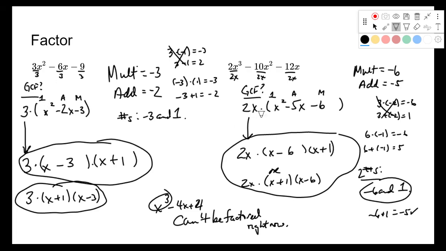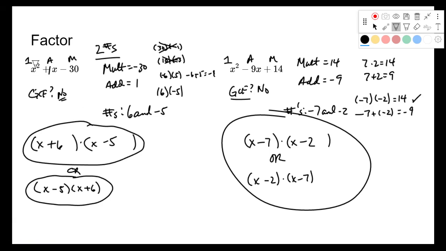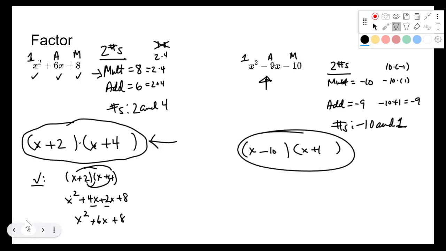If you look at all the examples that we did with the 1am method, it has x squared minus 2x minus 3, x squared minus 5x minus 6. If we go back, this is x squared plus x minus 30, x squared minus 9x plus 14, x squared plus 6x plus 8, x squared minus 9x minus 10. All of them work with an x squared. So that's how you factor a trinomial using the 1am method. There's a 1 in front of the x squared. The two numbers have to add up to be the middle number in front of x, and they have to multiply to be the number by itself.